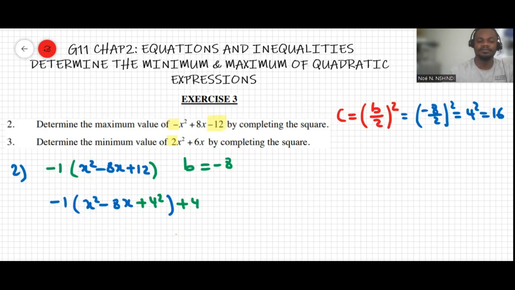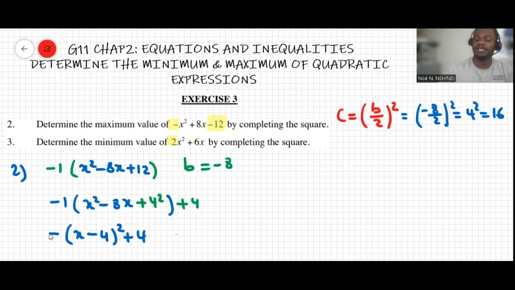And then I can just put minus. I don't need to put negative 1. And then I'll write x, and then I'll use the sign of the middle term, and then 4, the power of 2 is there, plus 4. Now we can say we completed the square.